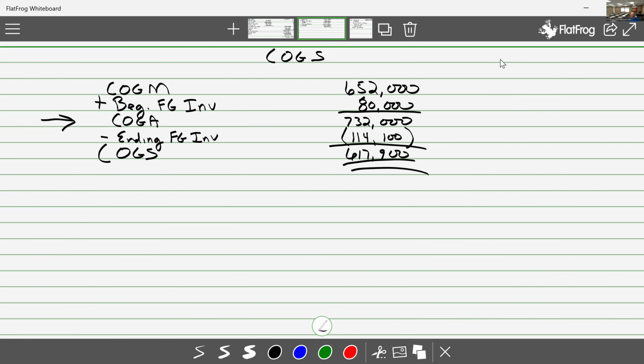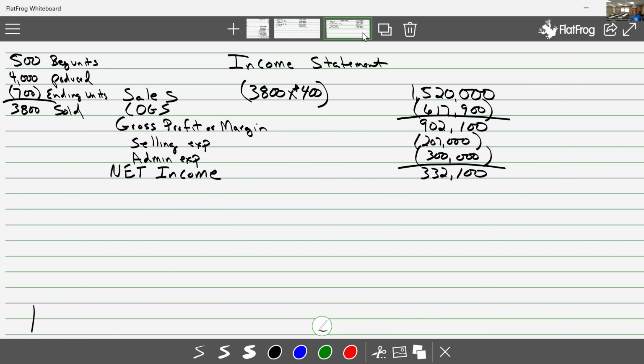However, we didn't sell everything. We took account of our ending inventory. And we got 114,100. So we need to subtract that out of our cost of goods available to get our cost of goods sold, which is $617,900. Now that we have our cost of goods sold, we can make an income statement. Hopefully you all remember how to make an income statement, a general one from Accounting 1. But here's how we do it.